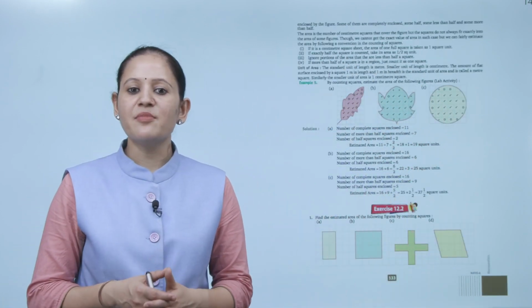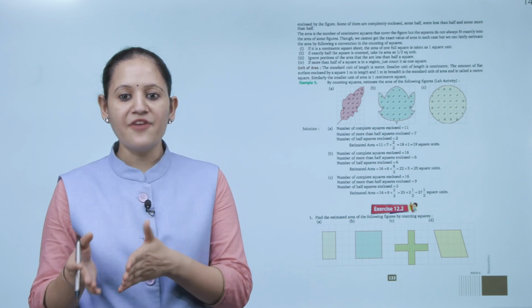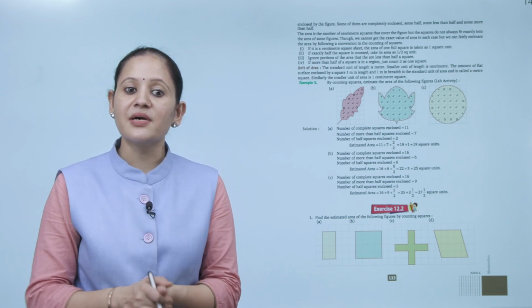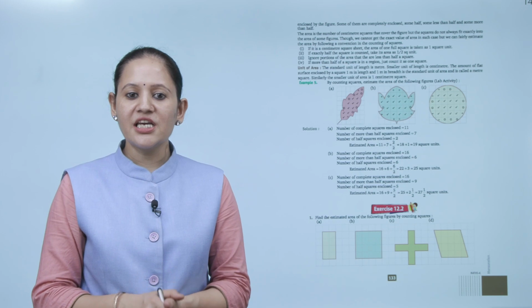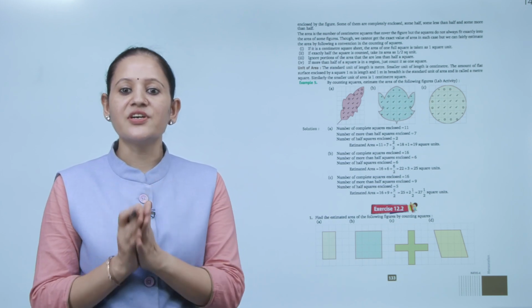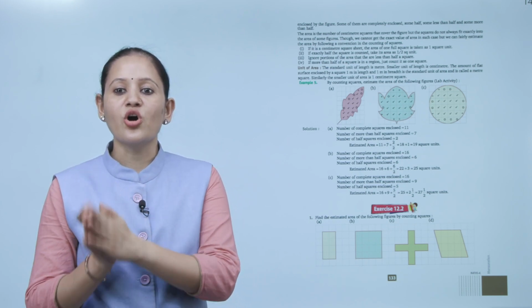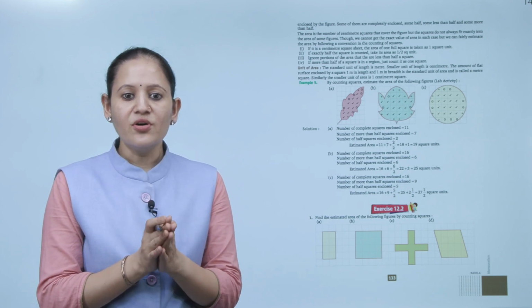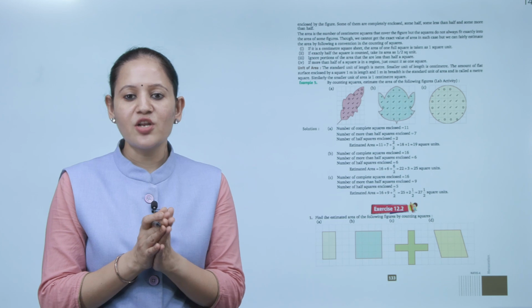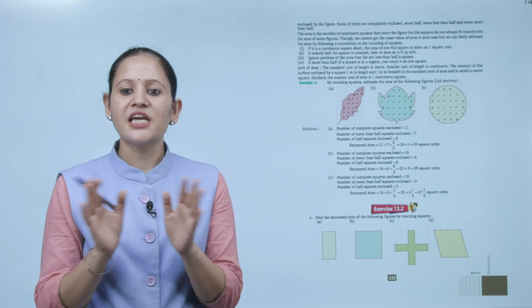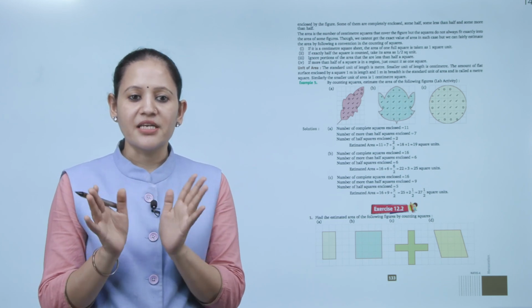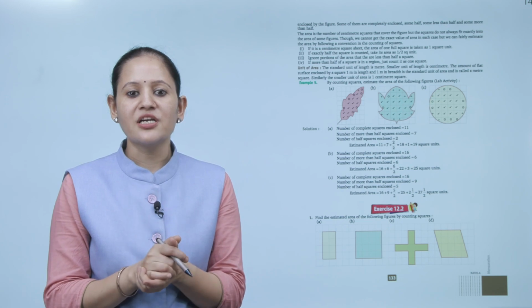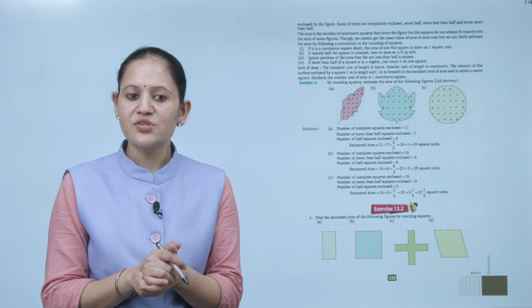Enclosed by the figures, some of them are completely enclosed, some are half and some are less than half and some are more than half. So area is the number of centimeters square that cover the figure, but the squares do not always fit exactly into the area of some figure. Though we cannot get the exact value of area in such case, we can fairly estimate the area by following the convention in the counting of squares.